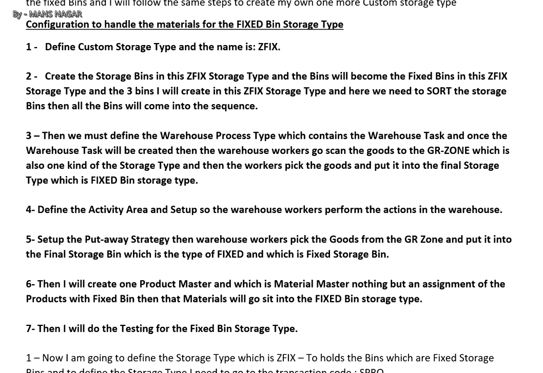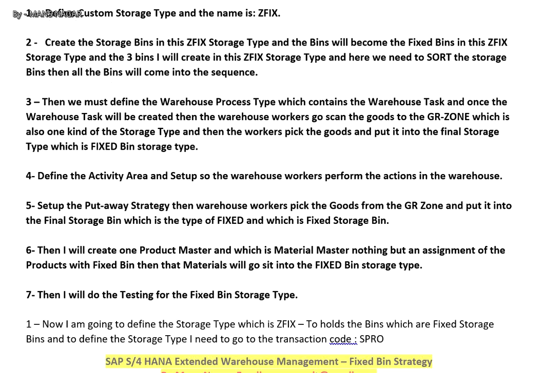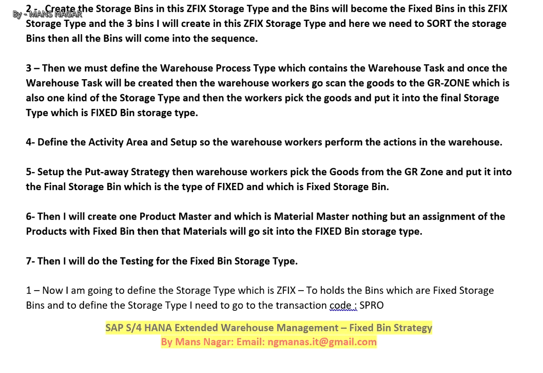So workers pick the goods and put them into the final storage type, which is the fixed bin storage type. So the third point is completed. Okay.